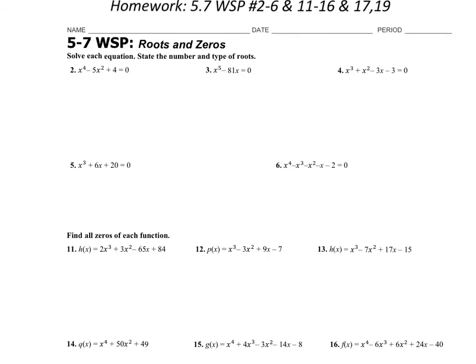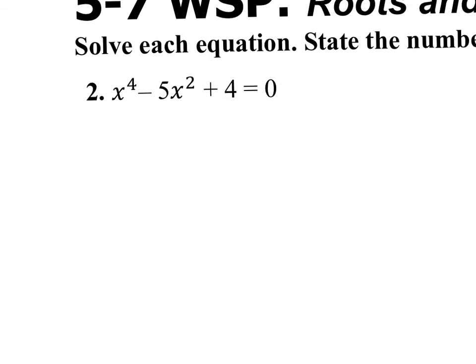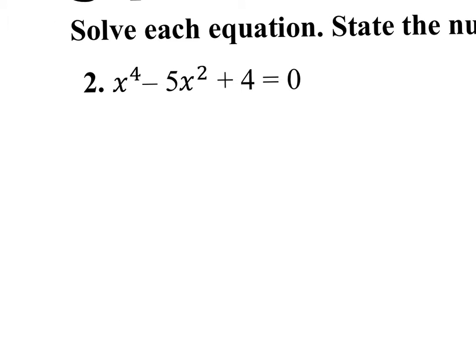Here we go, guys, an explanation of worksheet 5.7 WSP. On this worksheet, or on this homework, we're supposed to do numbers 2 through 6, 11 through 16, and 17 through 19. Number 2, we're going to begin by, again, forcing this to look like a quadratic equation, okay?